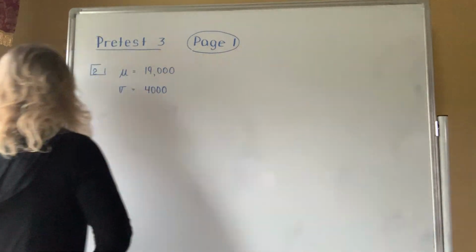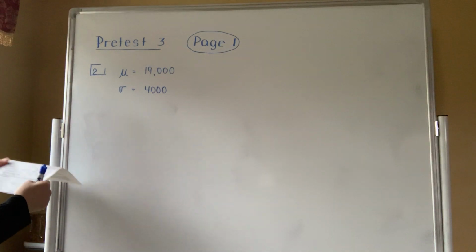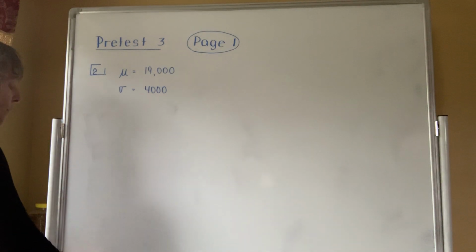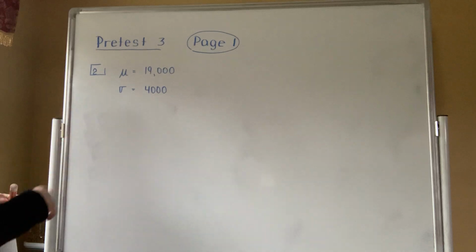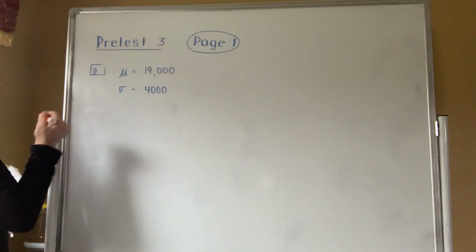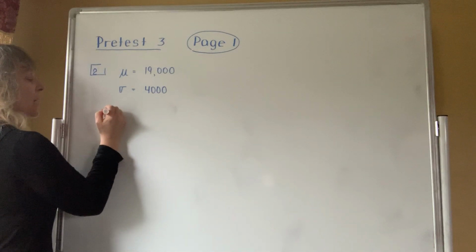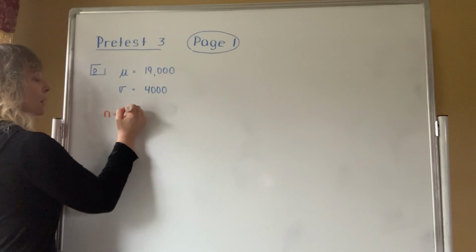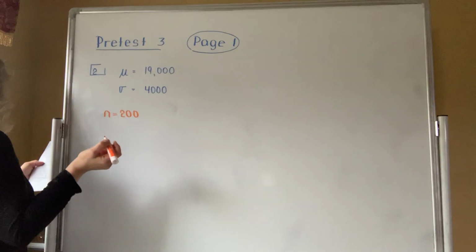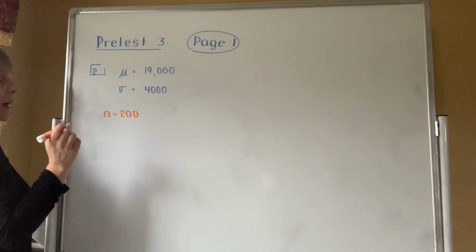Okay, so it says, for a sample size of 200. So now we're talking about a group of people that may not have even been in the study. So this time the sample size is 200. It says, what percent of graduates?